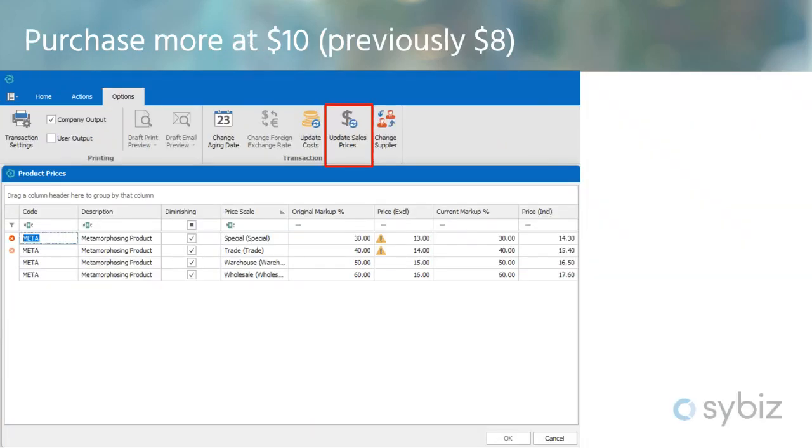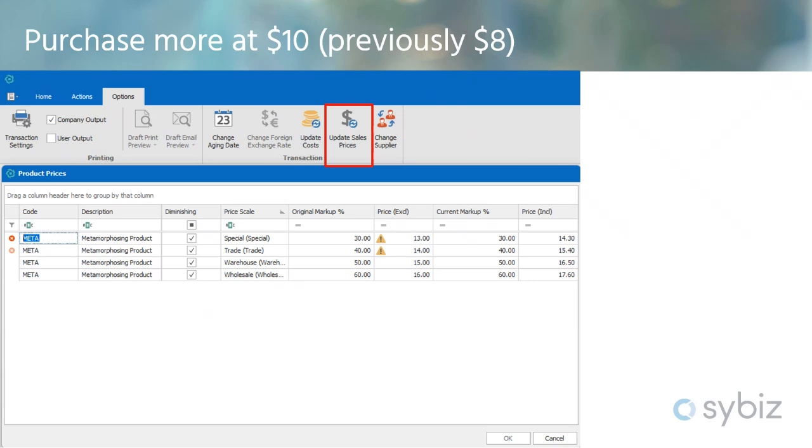Taking on the previous example where we have the margin-based pricing, when we go and purchase more of that particular item, we previously purchased them at $8. They're now costing us $10, and so we have some items that are outside of the range. We can go to the options tab when we're processing that purchase, go to update sales prices, and make our changes at the point in time where we discover for the first time that the cost to us has increased, when we're processing that purchase invoice or purchase document.